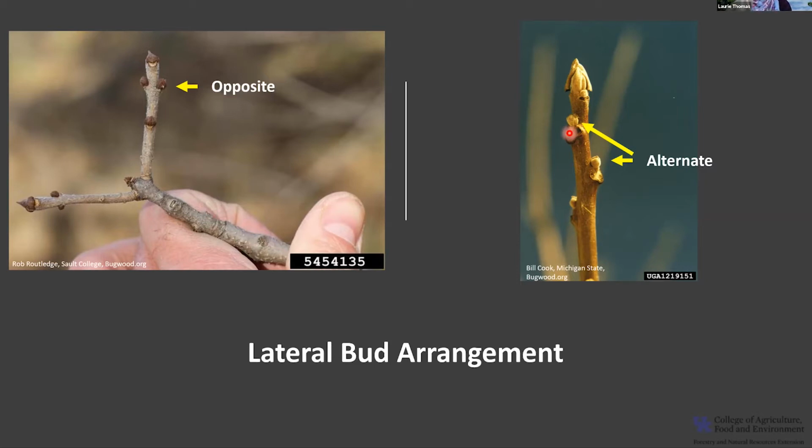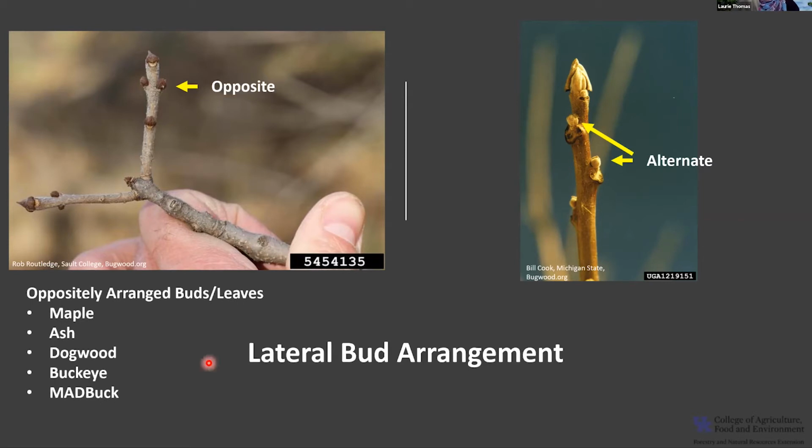They're alternate. Now, a good thing about trees here in Kentucky, we have 4 groups of trees that have oppositely arranged buds and leaves. So that does help narrow it down a little bit for us. Our maples, ash, dogwoods, and buckeyes are all oppositely arranged buds and leaves. So if you can remember the mnemonic MAD BUCK, maple, ash, dogwood, buckeye, you can remember those trees that have oppositely arranged buds and leaves. So when you walk up to your tree and you pull down that branch and you're looking at it, and if you see oppositely arranged buds, you know you've got a maple, ash, dogwood, or buckeye. So that kind of helps narrow it down for you.